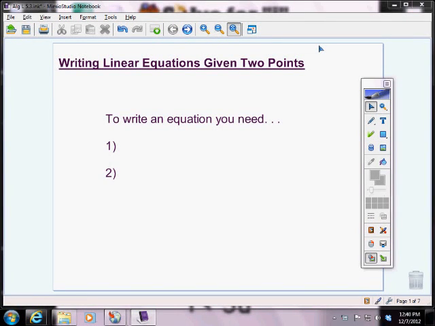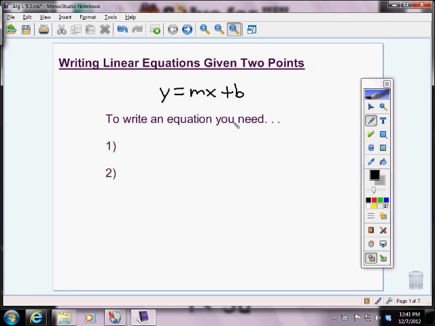When we want to write a linear equation, we have been using slope-intercept form. Y equals mx plus b. So to write an equation, we need two things. We need the slope, m, and we need the y-intercept, b. Now, if we can find these two things, we can write an equation in slope-intercept form.